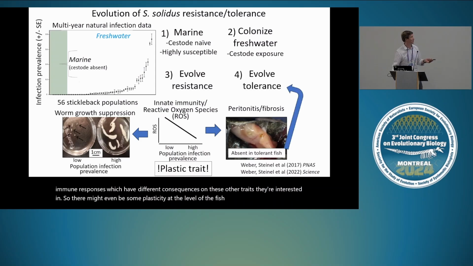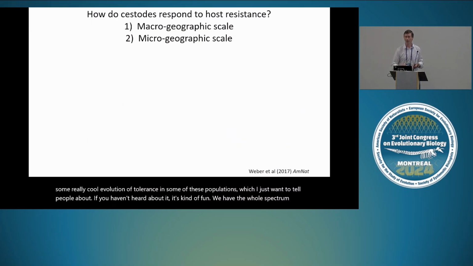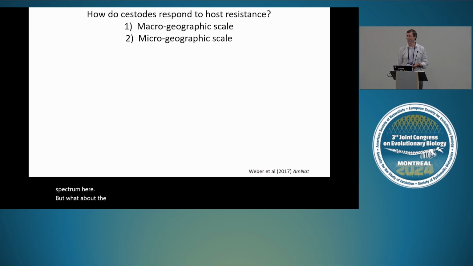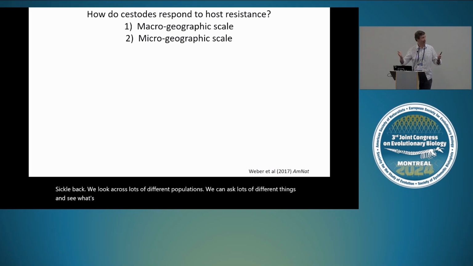And we even found some really cool evolution of tolerance in some of these populations, which I just want to tell people about. If you haven't heard about it, it's kind of fun. We have the whole spectrum here. But what about the parasite? So with stickleback, we look across lots of different populations. We can ask lots of different things and see what's happening in terms of the adaptive radiation of the fish. Can we do the same thing with the parasite?